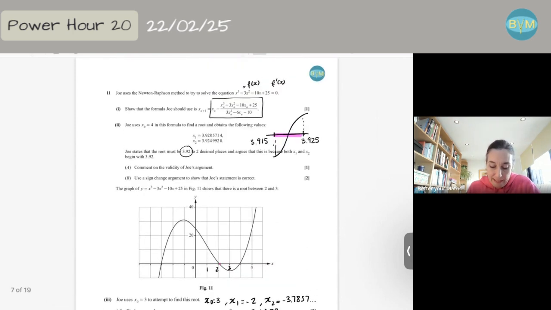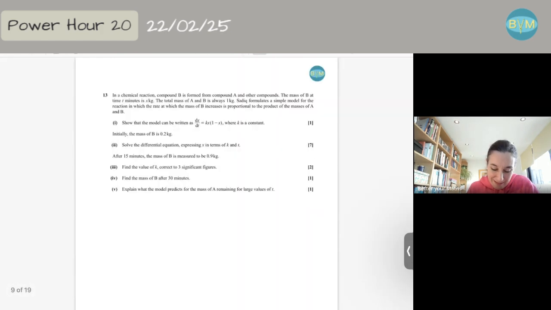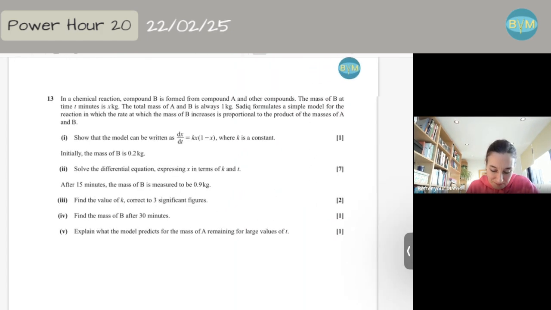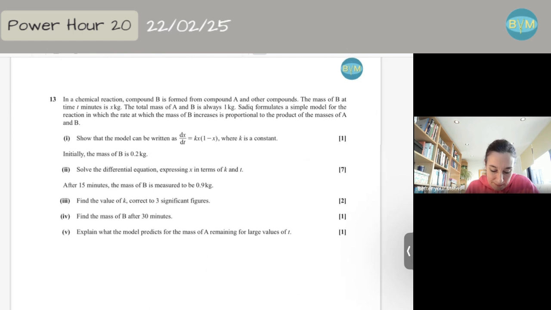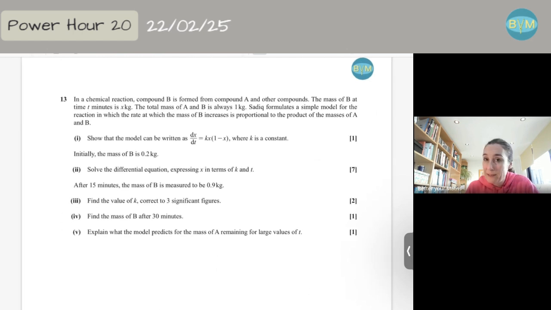So, any question? No? Okay, let me show you another one that is not numerical methods. You haven't probably covered differential equations yet if you haven't covered numerical methods. Have you covered differential equations?